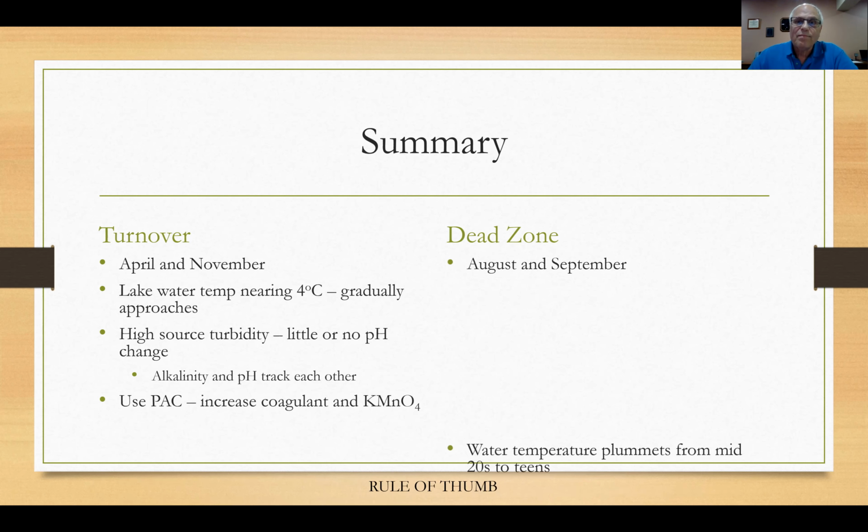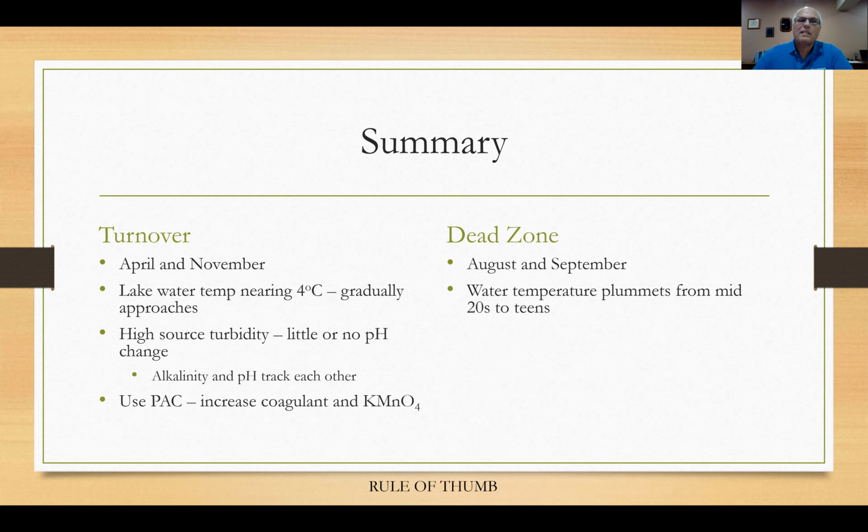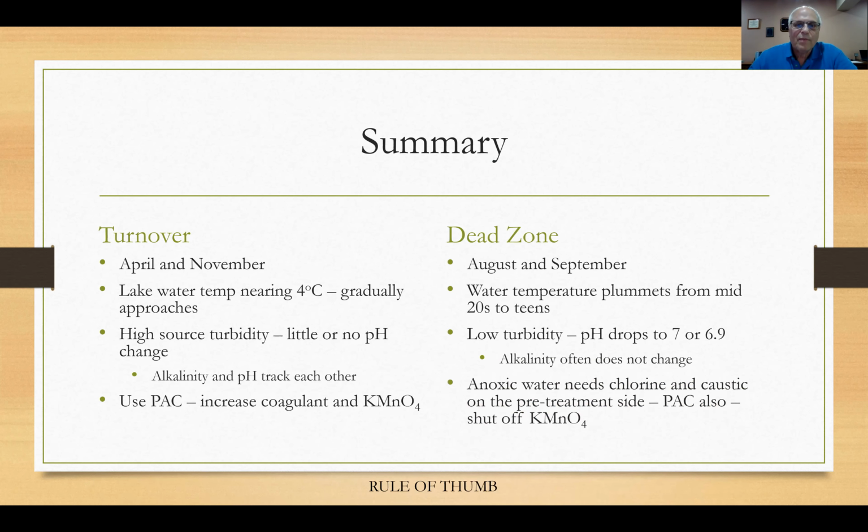as opposed to dead zone, which happens in August and September. Sudden drop in temperature, water plummets from the mid-20s down into the teens. Very little source water turbidity, pH drops to 7 or 6.9, or maybe 7.1. Often the alkalinity doesn't change. You see a drop in pH, but the alkalinity stays up. It's very strange, and I've seen operators report that, and I've seen it myself. Anoxic water down there needs chlorine and caustic on the pretreatment side, powdered activated carbon also, lots of it. Shut off the permanganate unless you're very confident in what you're doing with that permanganate.